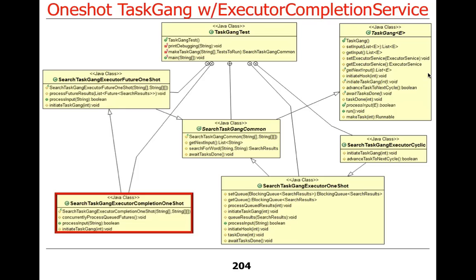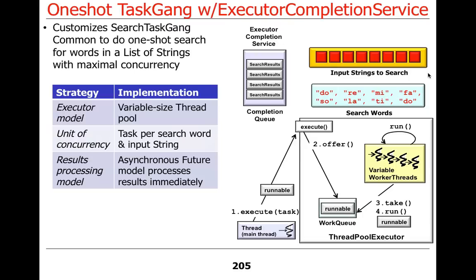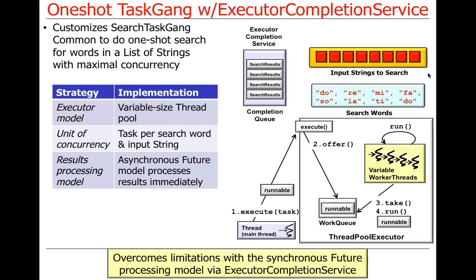All right. So to overcome the problems with the synchronous future processing model, we're going to have one more approach, and this is the SearchTaskGangExecutorCompletionOneShot class. What it's basically going to do is overcome the limitations of synchronous processing by using the ExecutorCompletionService, which is way cooler and allows things to run concurrently. Once again, we're going to have a variable size thread pool, but now both the input tasks and the input strings are all going to run as separate tasks.